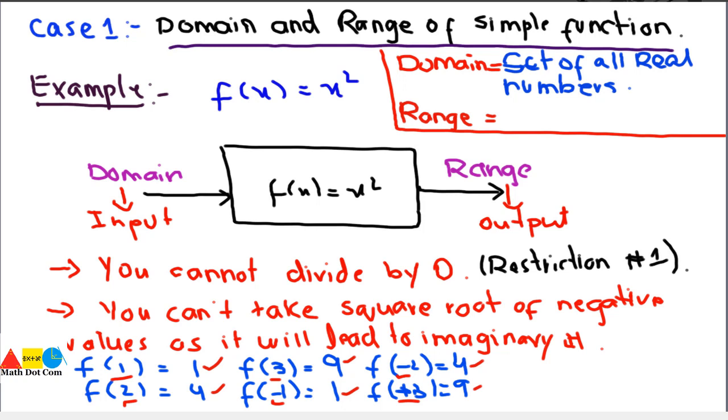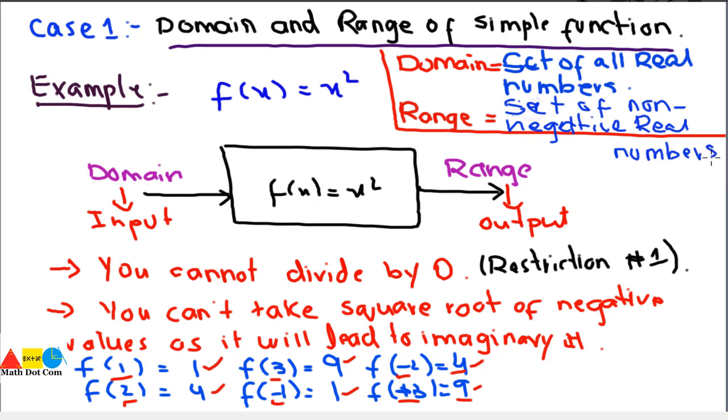So we cannot say that the range will be the set of all real numbers. We will say the set of all non-negative real numbers, because we have never got a negative in the answer after evaluating the function. As seen, at f of minus 1 we get 1, and at f of minus 3 we get 9. So the range will be the set of non-negative real numbers.